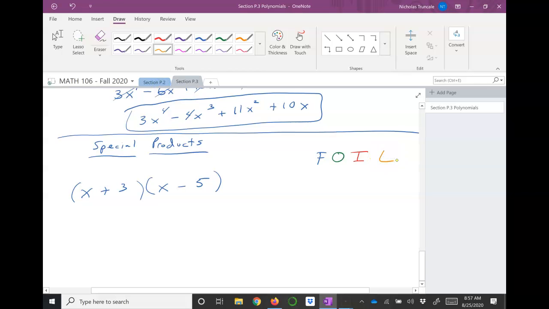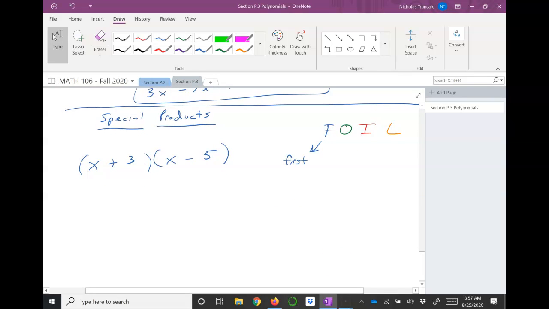All right, FOIL. Let's go back to blue, if I can find it. The F means first, right? So FOIL is telling you which terms in the product you multiply together. First means these guys right here, the ones that I'm labeling in blue. So that's just x times x. Okay, so there's your first. That's x squared.